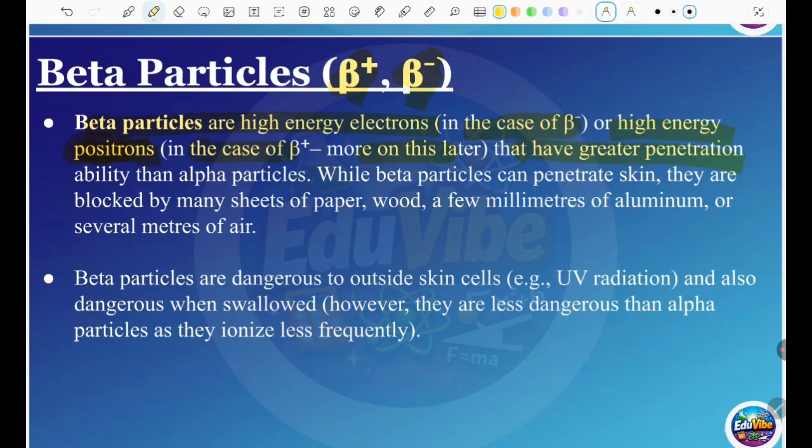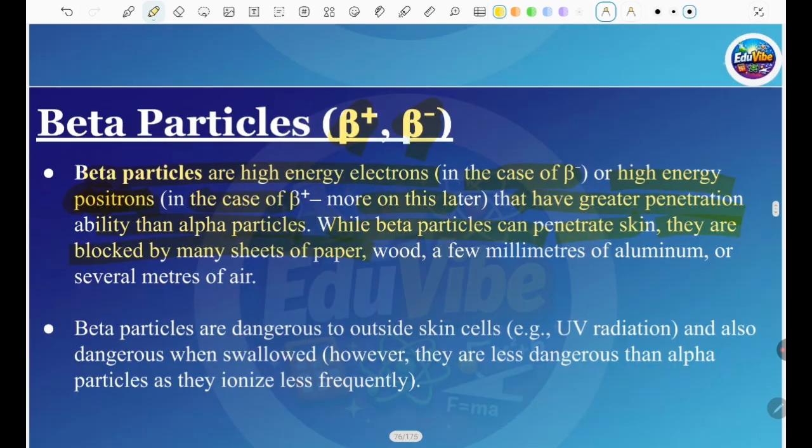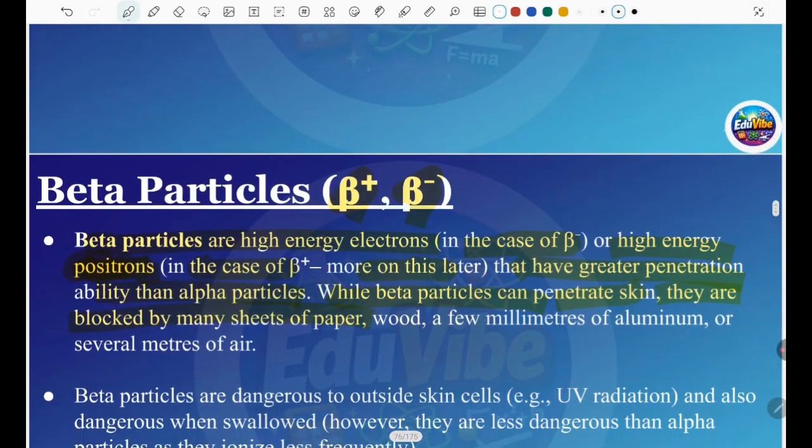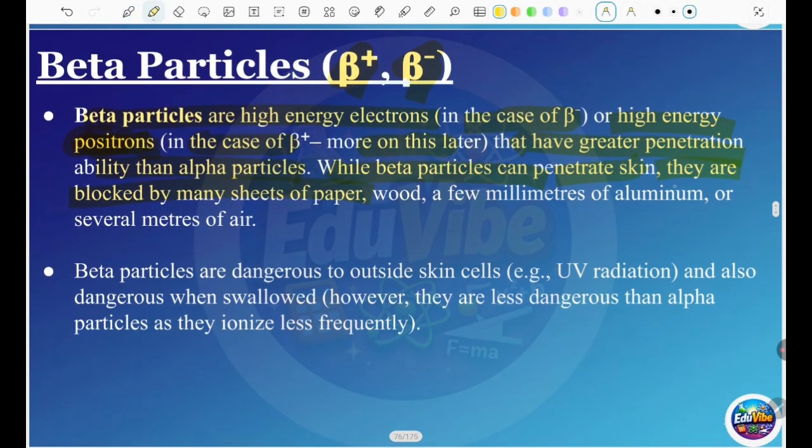They have a greater penetration ability than alpha particles. So this is a moderate thing, not very low, not very high. Beta particles are in a moderate state, and they have a greater penetration ability than alpha particles. While alpha particles are blocked by a few sheets of paper or a few centimeters of air, beta particles can penetrate many sheets of paper, wood, or a few millimeters of aluminium or several meters of air.